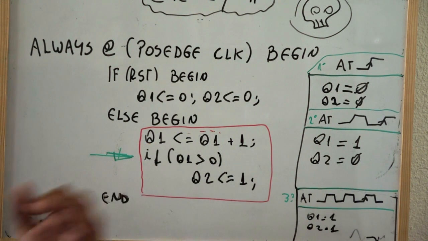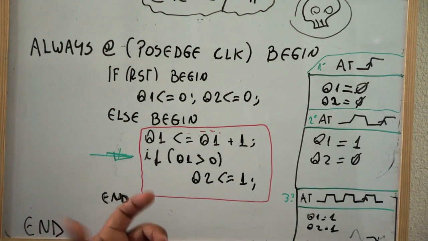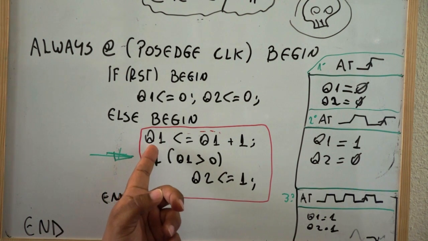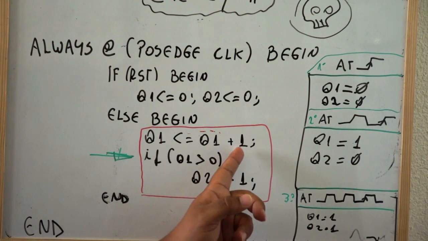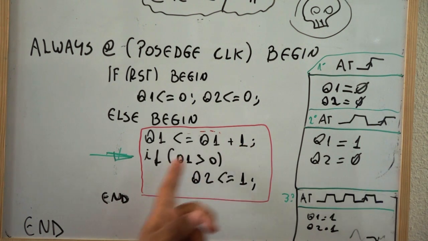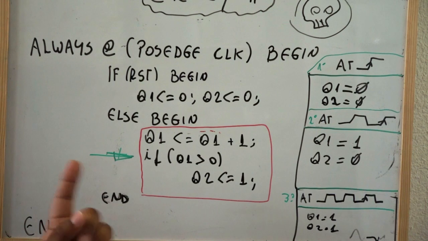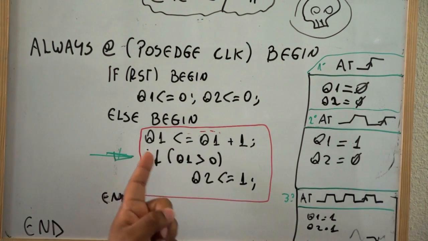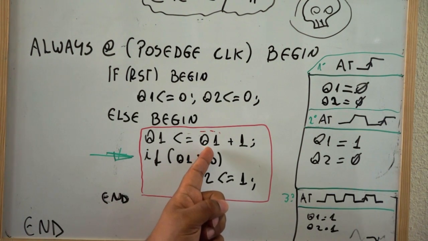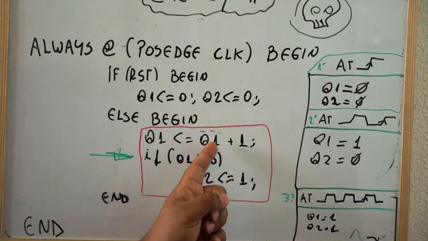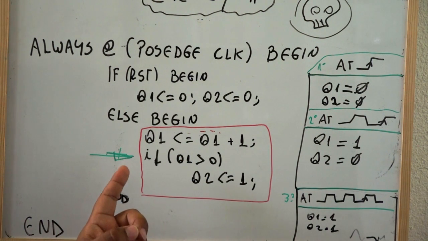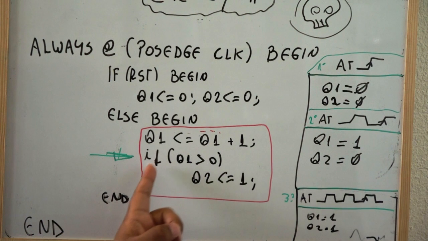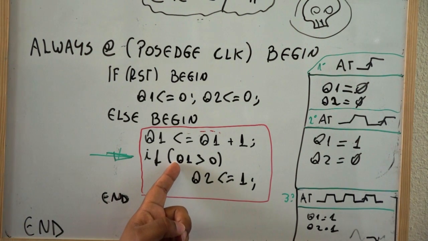When you are dealing with a normal programming language, you may think that here Q1 will receive 1 immediately before this line executes. But this is not what's going to happen. Here, in the first rising edge of the clock, Q1 will be 0, okay? He will receive 1 after this whole always block executes. So what will happen here? Q1 will receive 1, and this if here will not execute.